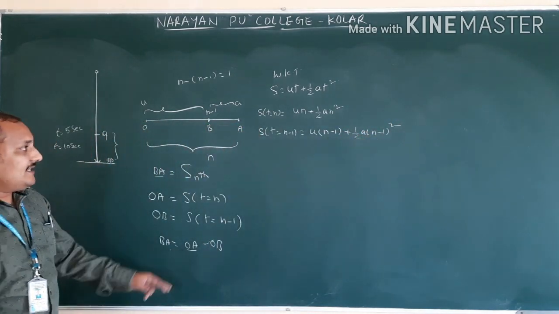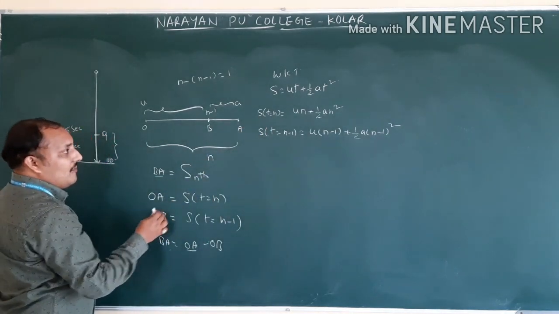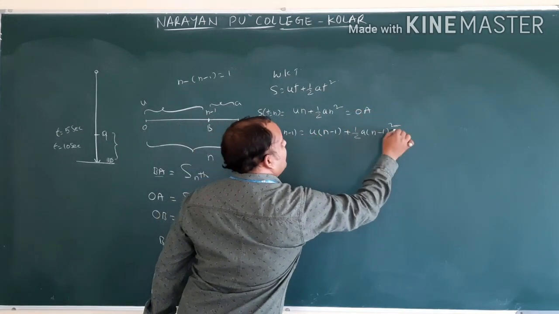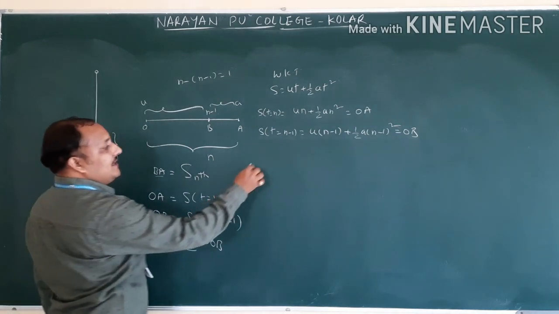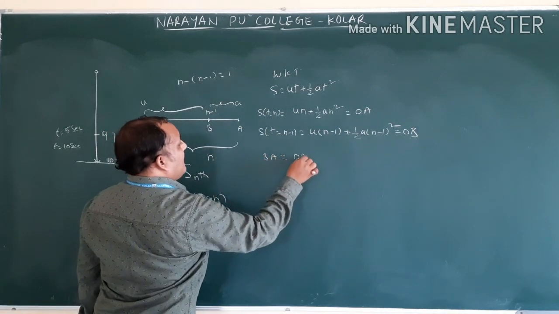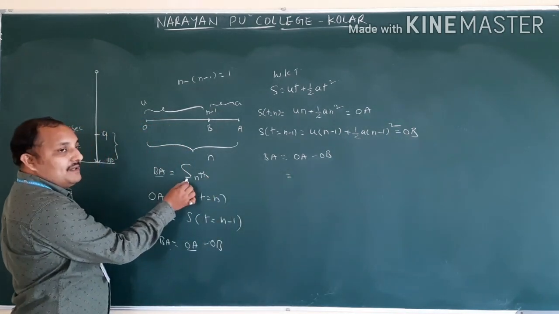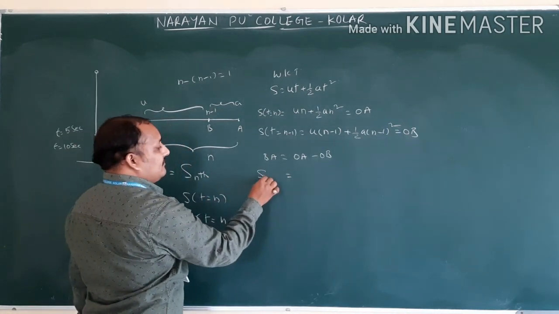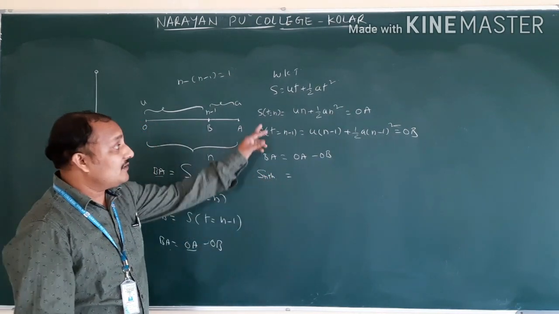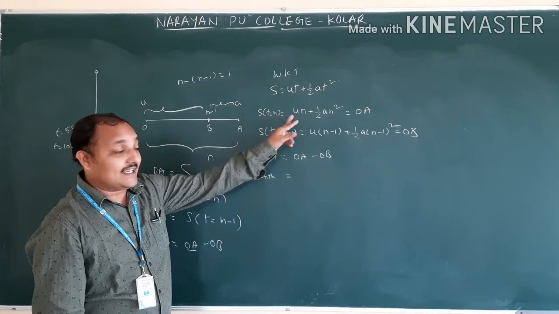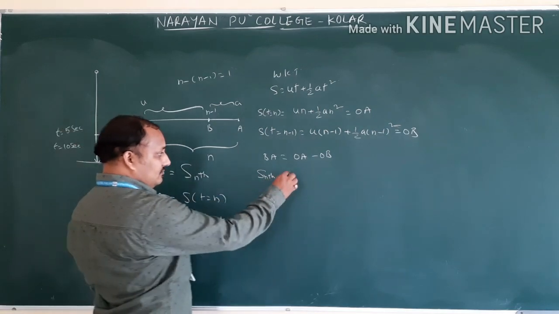So this is nothing but OA, and this is OB. We want BA. BA is nothing but OA minus OB. So what is BA? BA is nothing but the distance covered in the nth second. You should not write t is equal to n; that is different. Distance in n seconds. So here this is the nth second. The nth second means the last second.